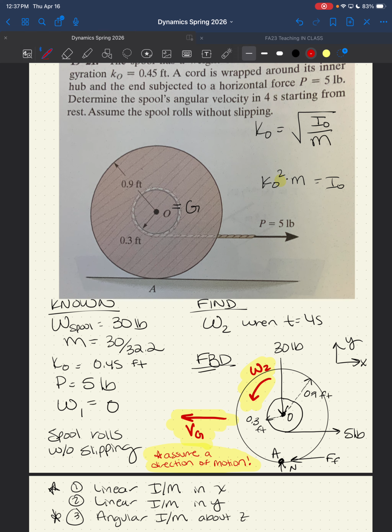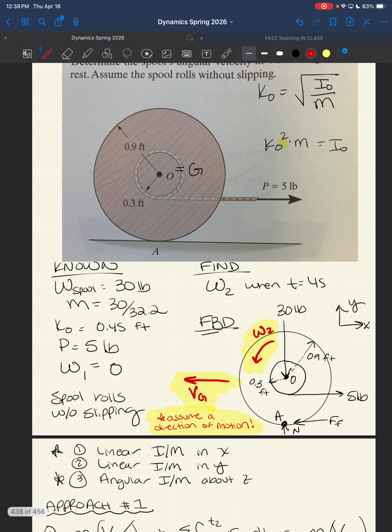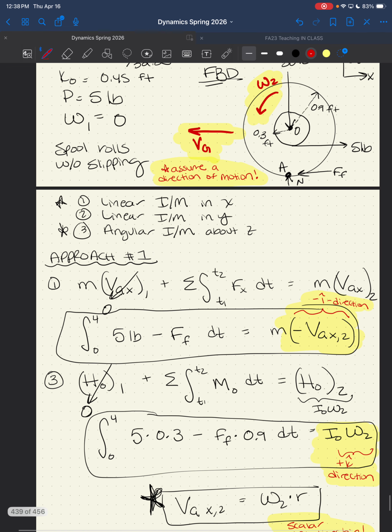Now, that doesn't have to be correct. If we solve our problem and we get negative numbers, it just means that we assumed the wrong direction, and it's all fine. It'll work out. But we have to assume a direction, and then we need to be consistent about that direction throughout the problem.